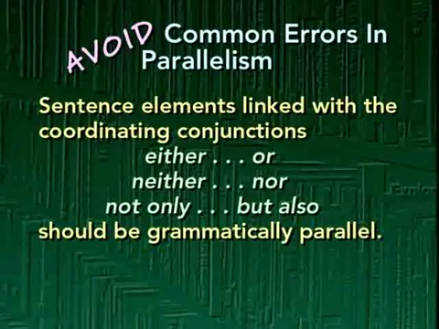And when coordinating conjunctions are used, what follows each of those words should be grammatically parallel. So whenever you say either/or, what follows either should be grammatically similar to what follows or. In the same way, whenever you use neither, what follows neither should be grammatically similar to what follows nor. And again, when you say not only, what follows that should be grammatically similar to what follows but also. Let's take a look at a sentence that contains one of these coordinating conjunctions and see how the rule applies.